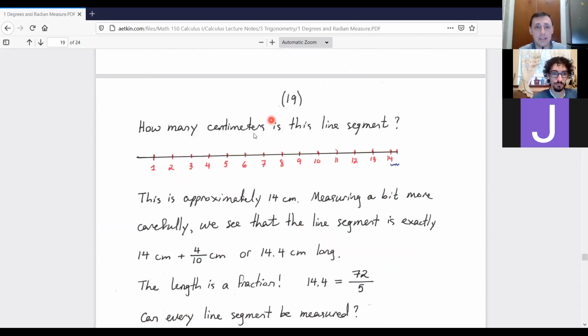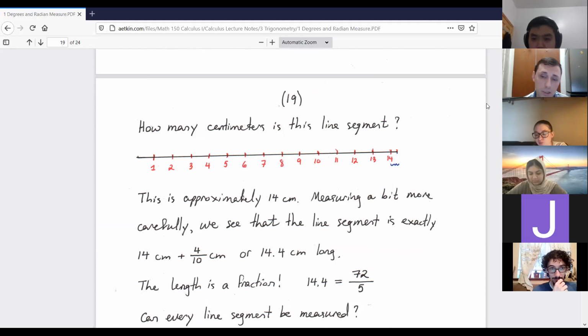So how many centimeters in this line segment? You see, I see that it's 1 centimeter, 2, 3, 14, and there is a small segment. So maybe that small segment is not quite a centimeter, but maybe it's 4/10 of a centimeter. So this is 14.4 centimeters long. So the Pythagoreans believed in fractions. Do you understand what I mean?